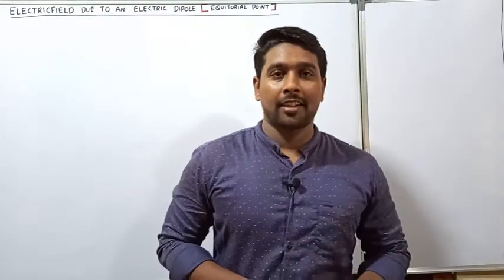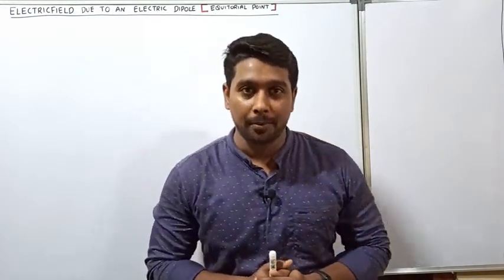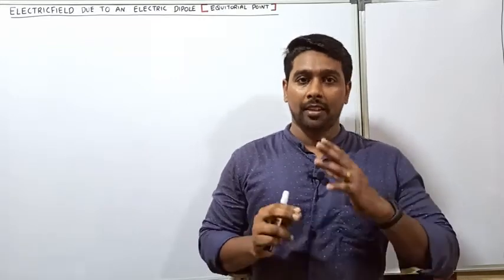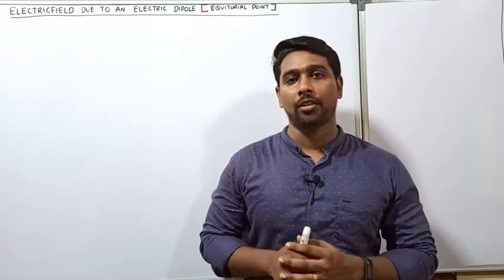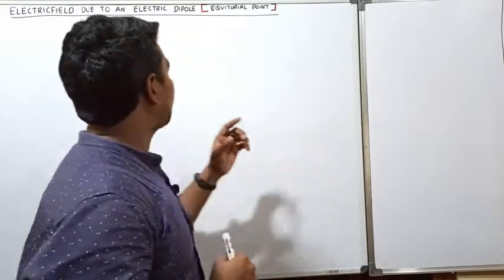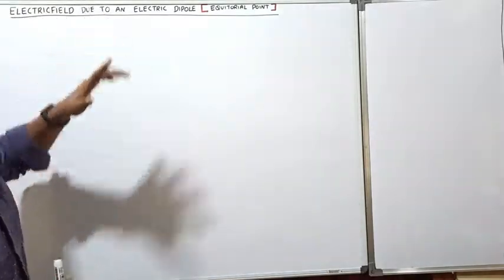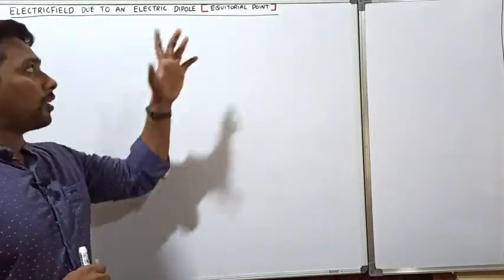Hello friends, today we will start our part 7. In part 7 we will talk about electric dipole: the electric field due to an electric dipole over an equatorial point.